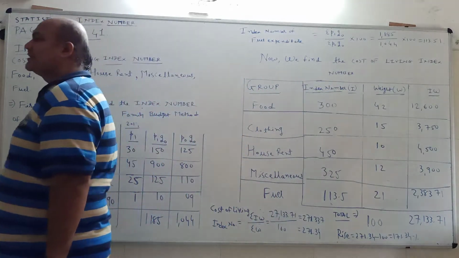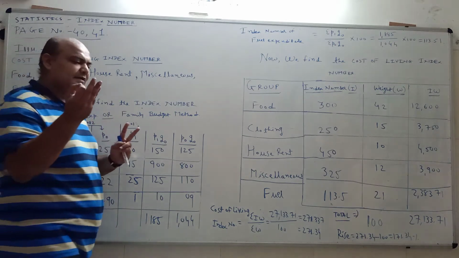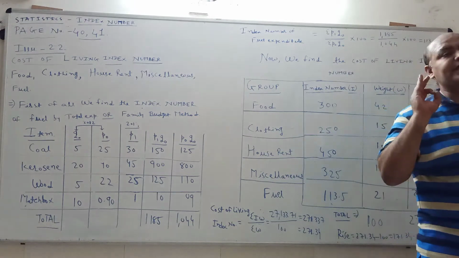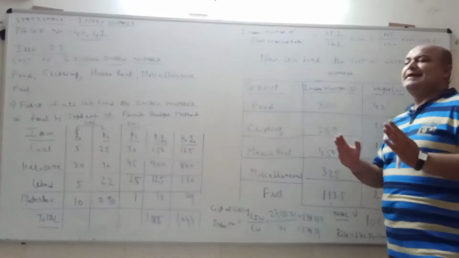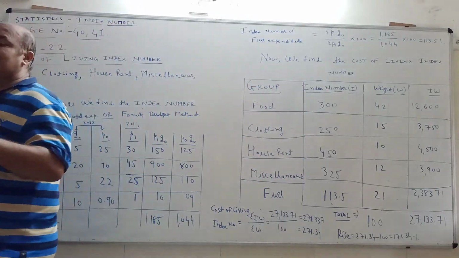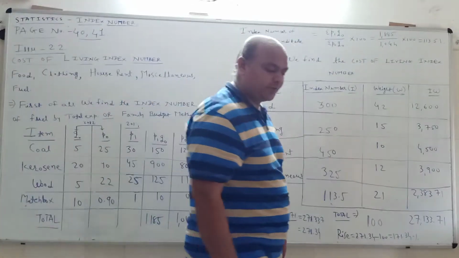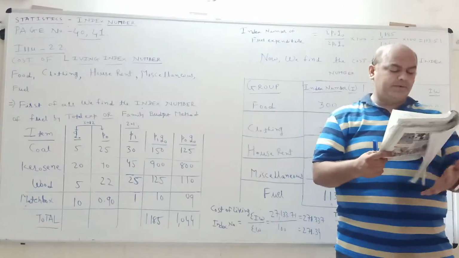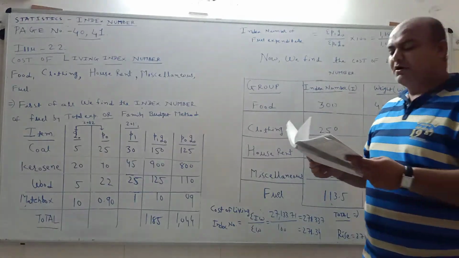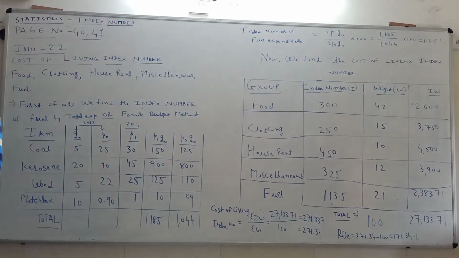Then, the second important aspect: there are 2 important aspects for the cost of living index number. One is I, that is index number, and the second is W, that is weight. Now, index numbers of 4 items are given ready, and 1 item's index number we have to find. For example, in this question, from textbook page number 40, they provide information about coal, kerosene, wood and matchbox.